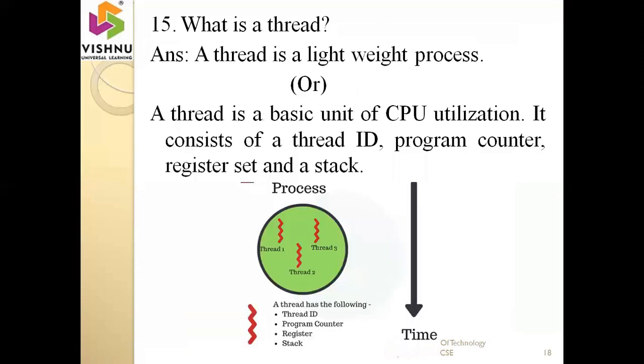Next, what is a thread? A thread is called a lightweight process, or a thread is a basic unit of CPU utilization. That means a thread contains a thread ID, program counter, register state, and a stack. With the help of threads, we can execute multiple operations in parallel and get the data very quickly.